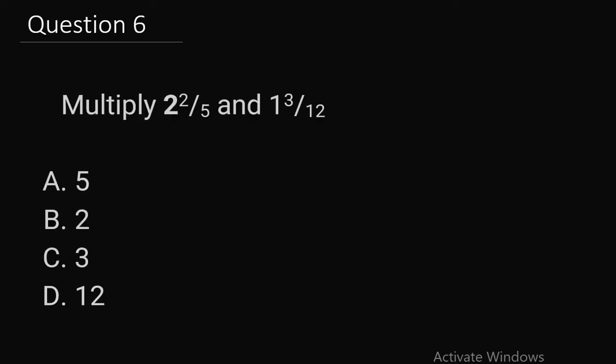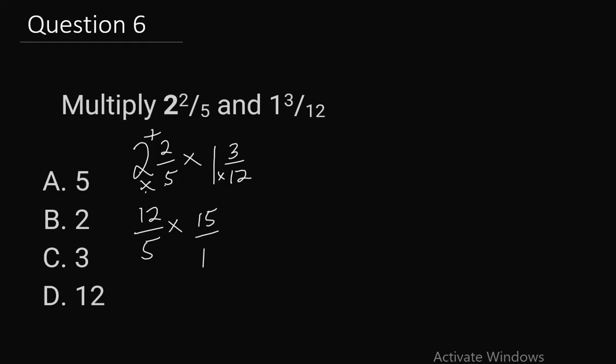Question 6 says, multiply 2 whole number 2 over 5, times 1 whole number 3 over 12. So the first thing you need to do for a question like this is to change to improper fraction. To do that, multiply the denominator with the whole number. 5 times 2 is 10. Add the numerator. 10 plus 2, that's 12 over 5, times 12 times 1, 12 plus 3, is 15 out of 12.